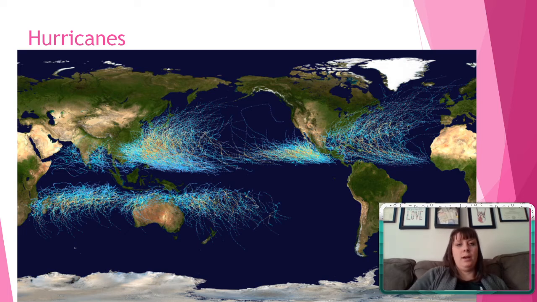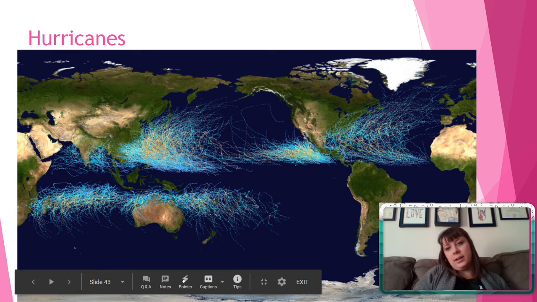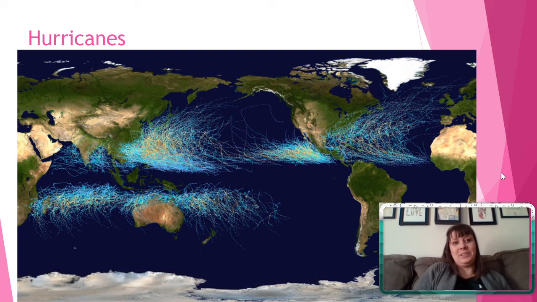This is a map of hurricanes. I believe this is also from 2015. It's a little bit older. If you notice down here in South America, there's only like two little paths, right? So this is tracking the paths of tropical storms and hurricanes. I thought it was pretty cool.